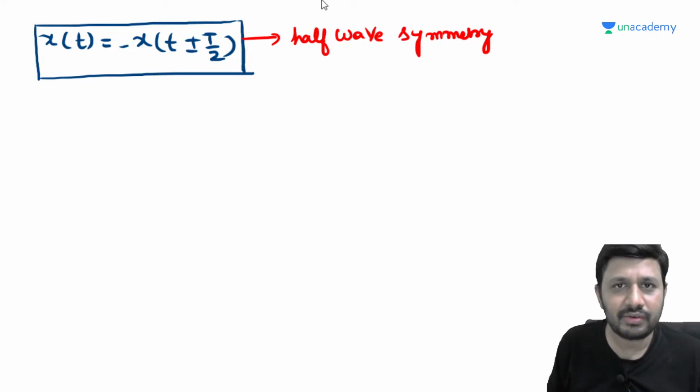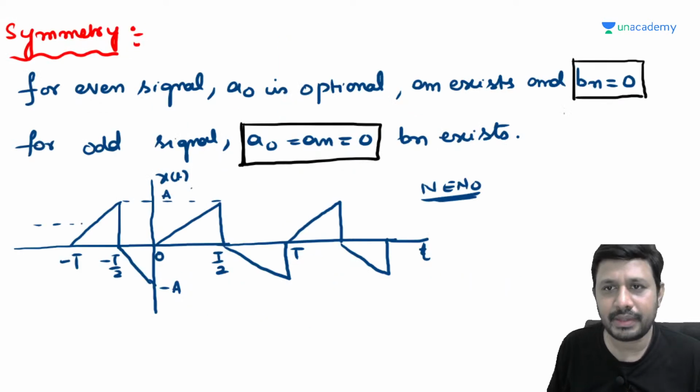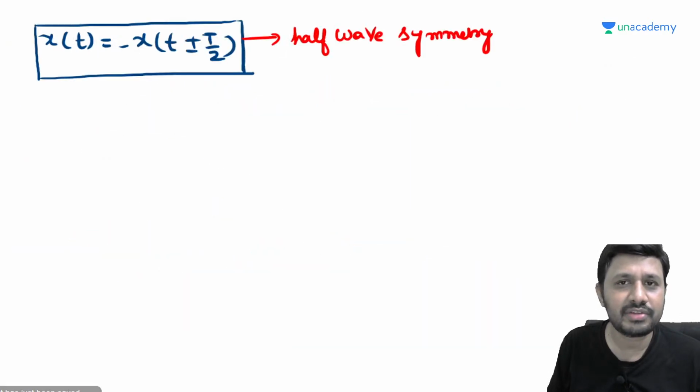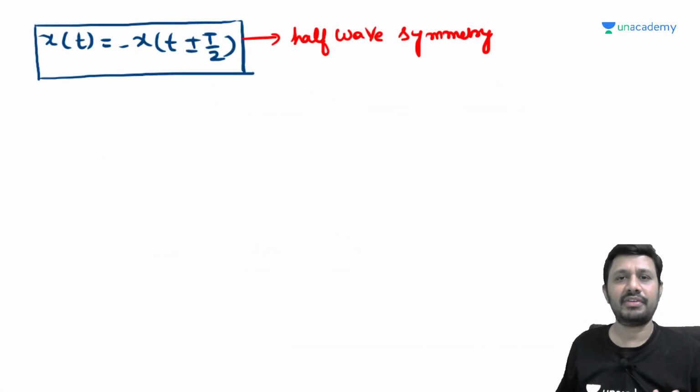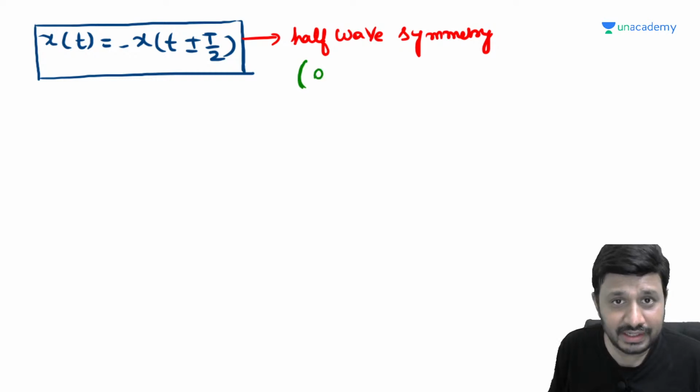See what is the discount. Look here, for even signals what is the discount we got? For even signals Bn is 0. For odd signals, 50% discount, A0 and An are 0. But if the signal is half wave symmetric, do you have any discount? Yes. Fourier series coefficients exist only for odd harmonics. Here, for a half wave symmetry signal, A0, the DC value, will be 0.